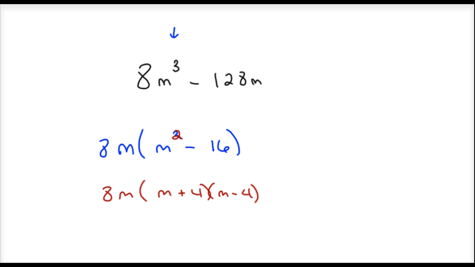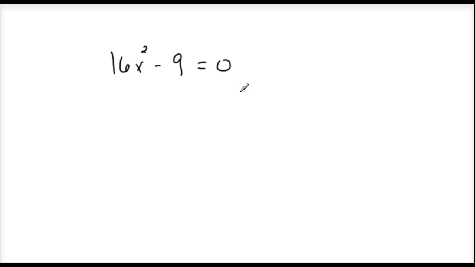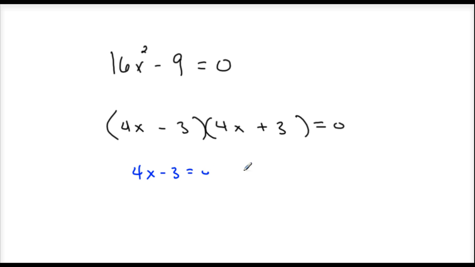Let's go one more, two more. 16x squared minus 9, so in this case you're solving. Just going to take one extra step. Break this into two parentheses. This would be 4x minus 3, 4x plus 3. Set equal to 0, and take your last step. Set each factor equal to 0. 4x minus 3 equals 0 and 4x plus 3 equals 0. Solve for x: add 3 to both sides, divide by 4. x equals 3/4, and here x equals negative 3/4.